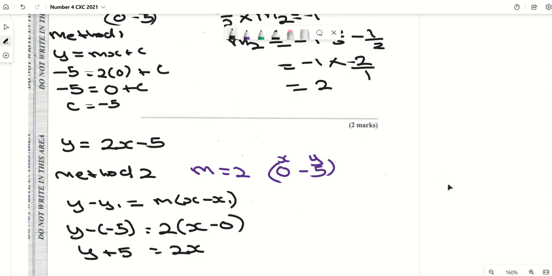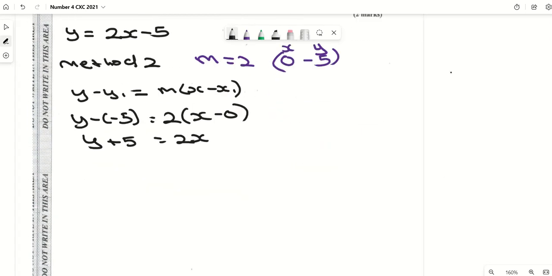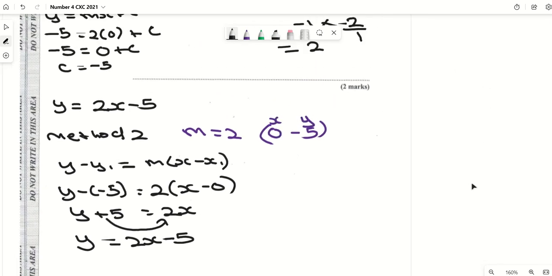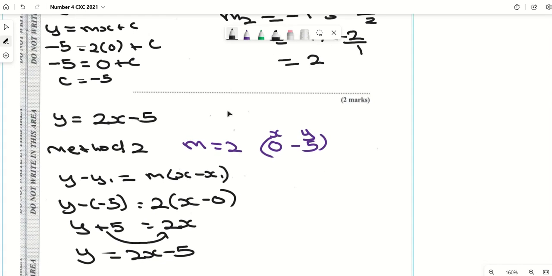We're going to make y the subject of the formula. So to make y the subject, we're going to carry across plus 5. So y, if we carry across plus 5, it's going to be minus 5. So y is equal to 2x minus 5, and that would be the second method to get the equation of the line. Both of them, we got the same answer. Y is equal to 2x minus 5, and that is your answer for this question.